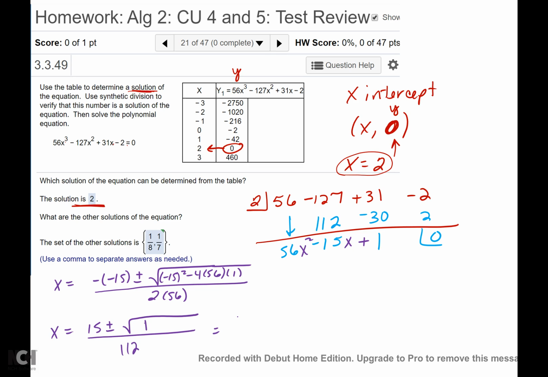So now I have 15 plus or minus 1 over 112. 15 plus 1 would be 16 over 112. 15 minus 1 would be 14 over 112. And if I math and or enter that, or use my brain, that would be, why aren't I getting the right answers? That is not 1/8 or 1/7. That's 14 divided by 112. Well, there's my 1/8.